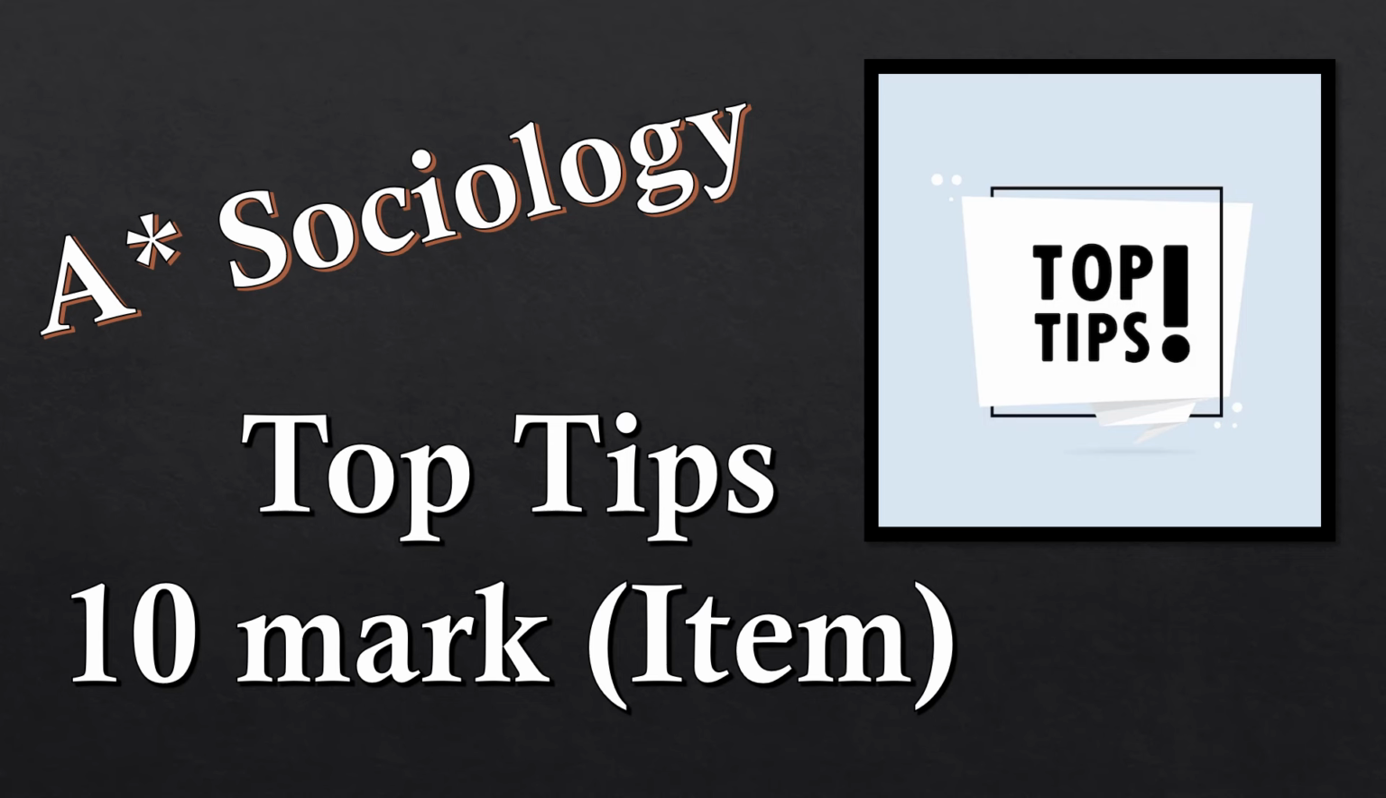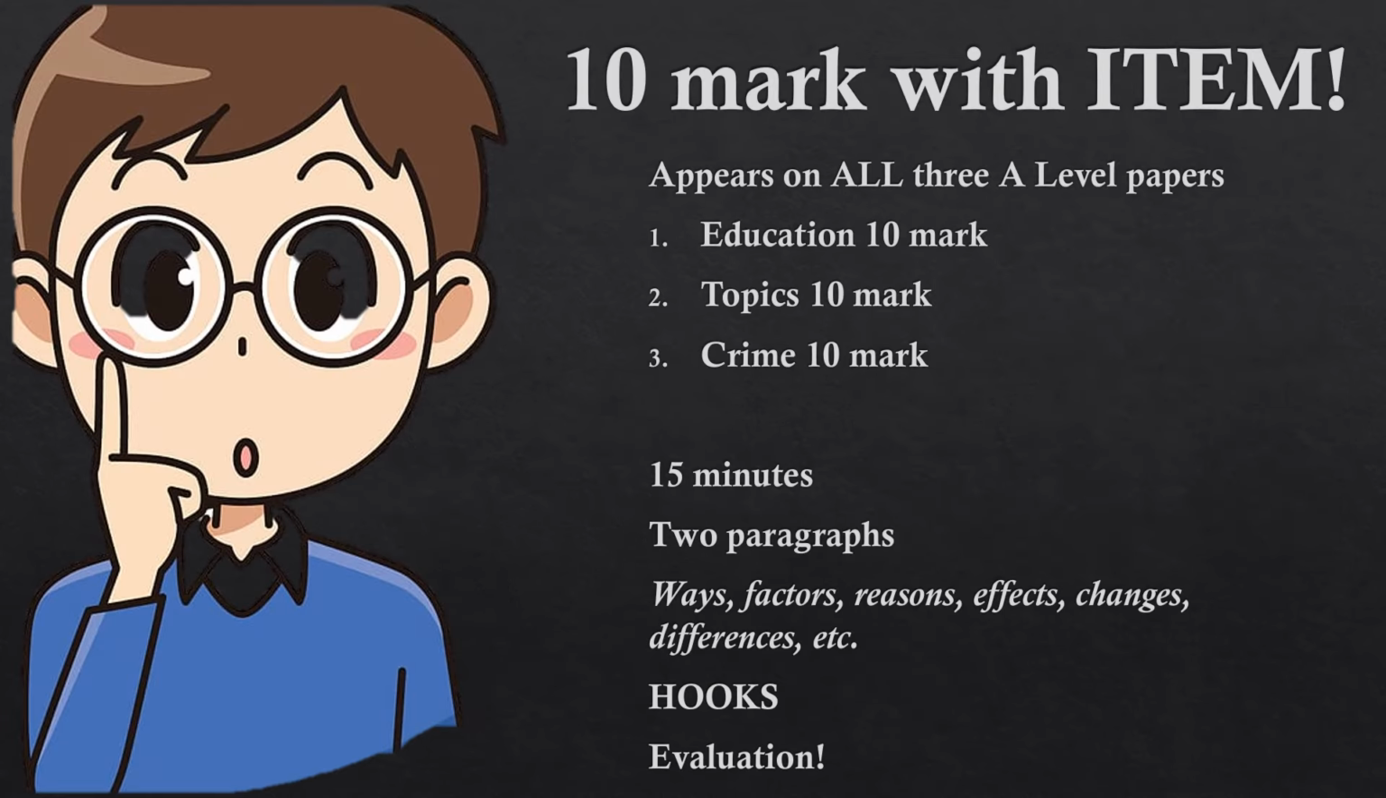In this video tutorial, I'm going to give you 3 top tips to help you be successful with a 10-mark question with an item. Across the 3 papers, you will answer 4 10-mark questions with an item, 1 on education, 2 on the topics, and 1 on crime. You spend 15 minutes answering this, 2 chunky paragraphs that will ask for ways, factors, reasons, effects, differences, and so on, and it will give you an item. It is there to give you hooks for you to hook on your knowledge, and marks are available for evaluation also.